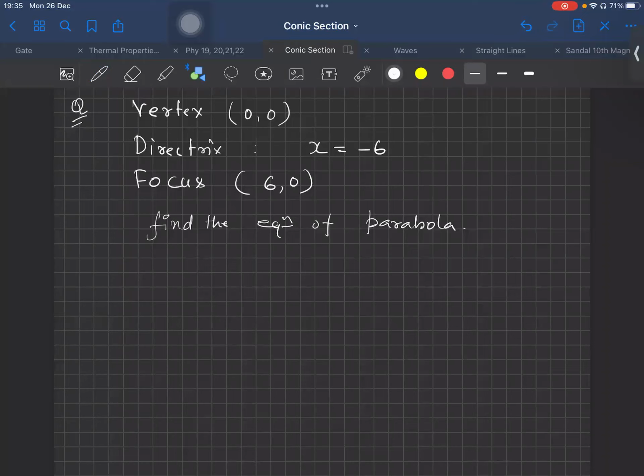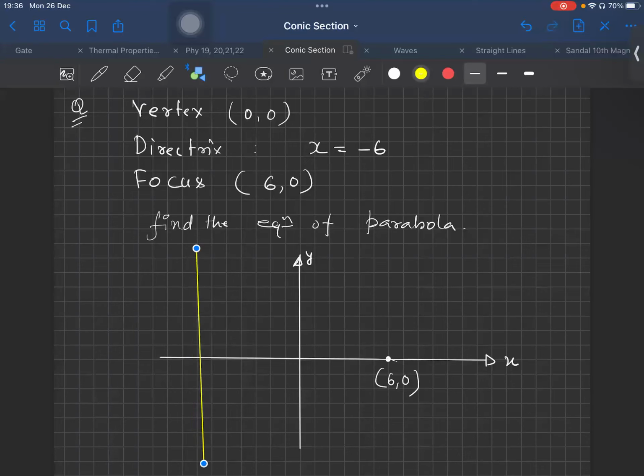My suggestion is always first try to draw the parabola. Everything will get cleared out. This is y and this is x. Now you are given the focus, somewhere 6, 0, right? That means the directrix will pass through minus 6, 0. So this line is x is equal to minus 6. And its vertex is also given, it is passing through the origin 0, 0.